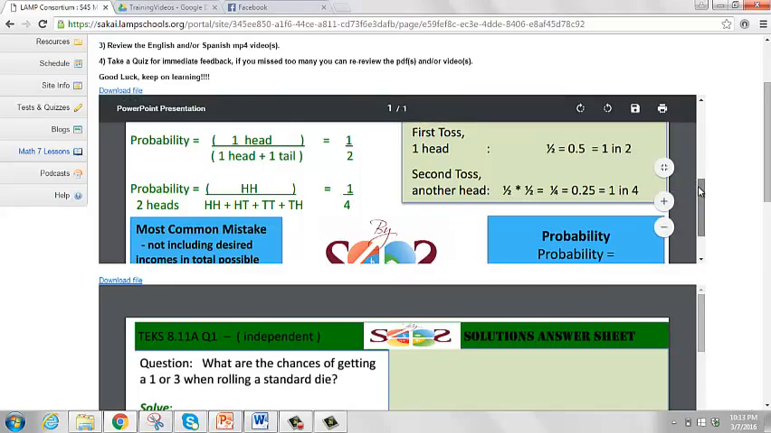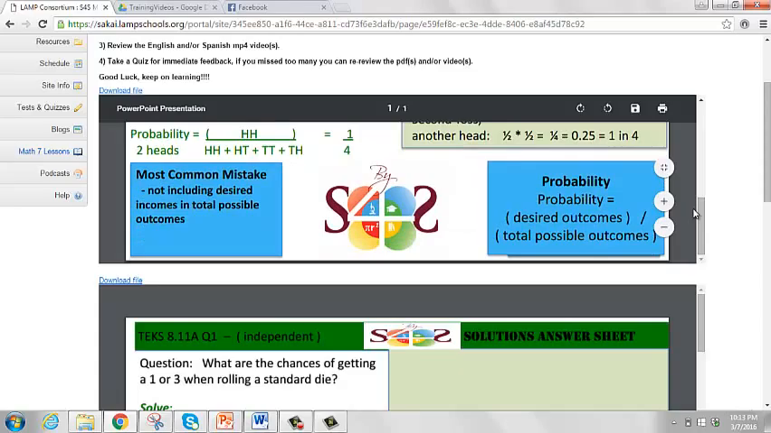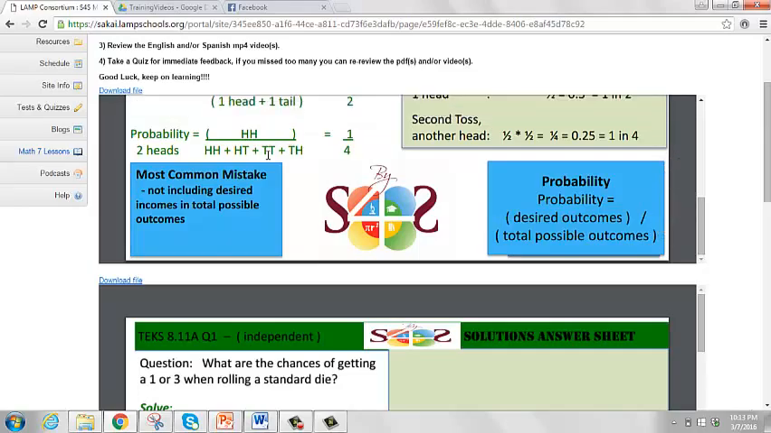Just a real quick summary. Probability, again, is the desired outcomes divided by the total possible outcomes. The most common mistake is forgetting to include the desired outcome in the total possible outcomes. A lot of people forget to put the heads in this group. They'll put heads tails, tails, and tails heads, and they might accidentally get 1/3 and not get the correct answer because of that mistake.